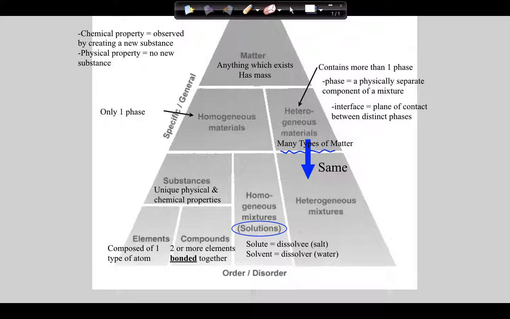And guys, down here at the very tippy bottom, we talked about the idea that there are heterogeneous mixtures, there are homogeneous mixtures, and then there are substances, of which there are two. There are elements and there are compounds. And we defined compounds as being two or more elements bonded together. Is this coming back to you?